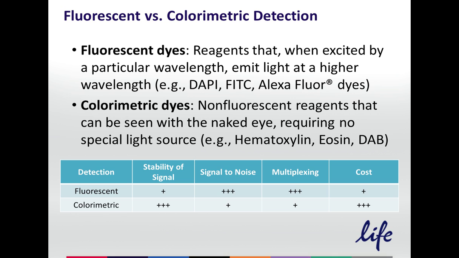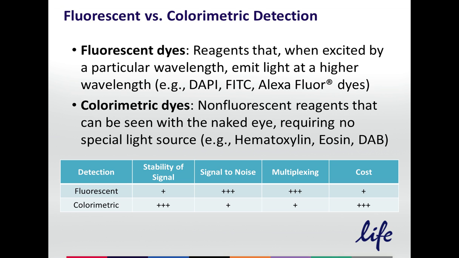First, let's talk for a moment about fluorescent versus colorimetric. When we say fluorescent dyes, we're talking about dyes that when you excite them with one wavelength, they absorb that energy and then emit a light at a higher wavelength. For this, you need a special fluorescent microscope with filters or lasers to excite the dye and filters to detect the dye.